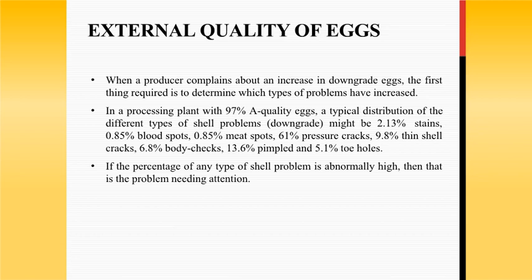2.13% stains, 0.85% blood spots, 0.85% meat spots, 61% pressure cracks, 9.8% thin shell cracks, 6.8% body checks, 13.6% pimpled and 5.1% toe holes. If the percentage of any type of shell problem is abnormally high, then that is the problem needing attention.